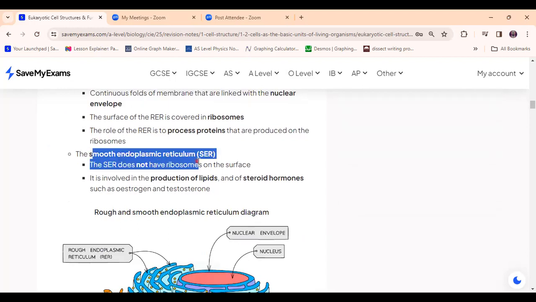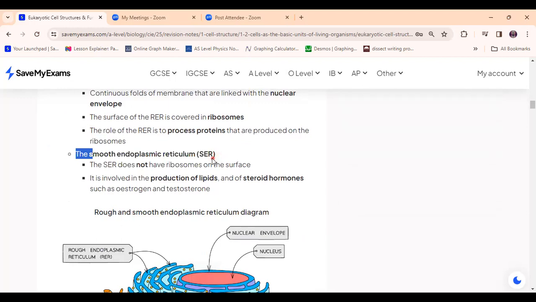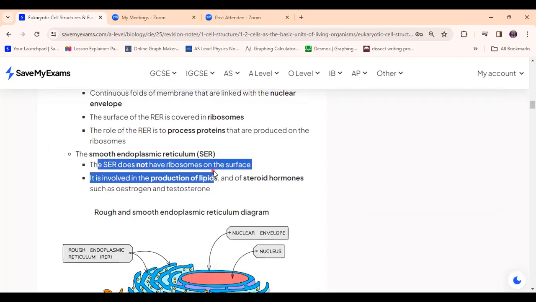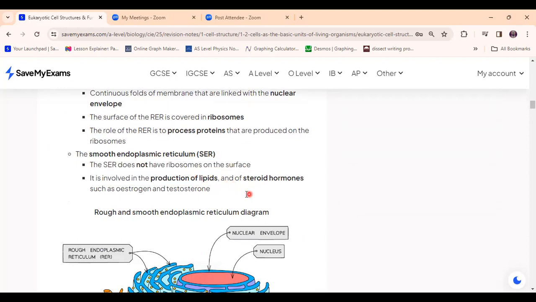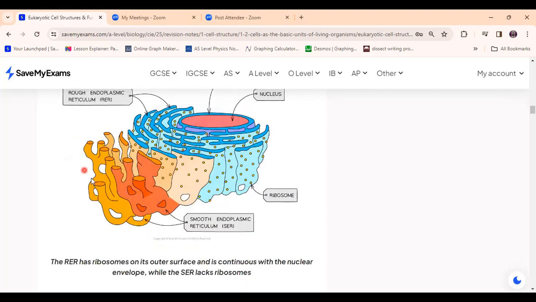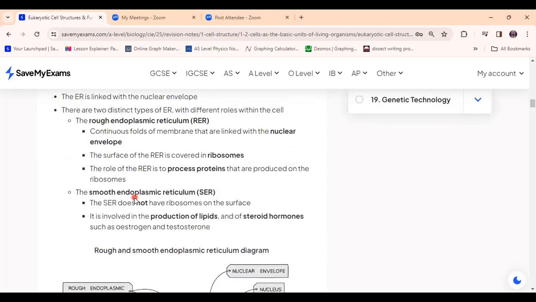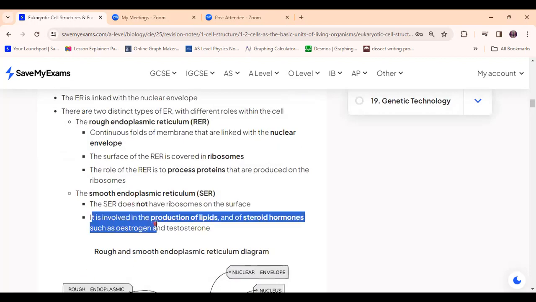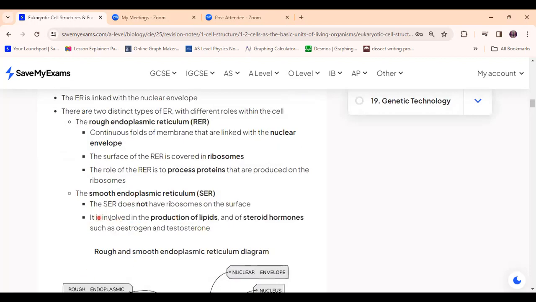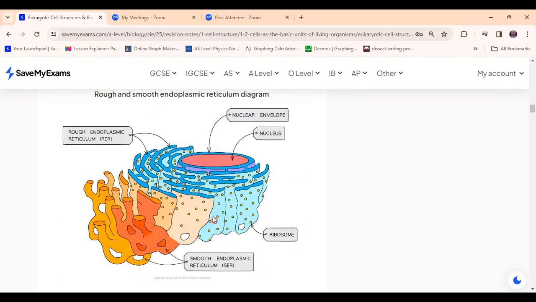So the smooth endoplasmic reticulum, the SER, does not have any ribosomes on its surface, which is why we call it smooth, because under the microscope it just looks smooth like this, the yellow-orange ones here. The SER is involved in the production of lipids and steroid hormones like estrogen and testosterone.